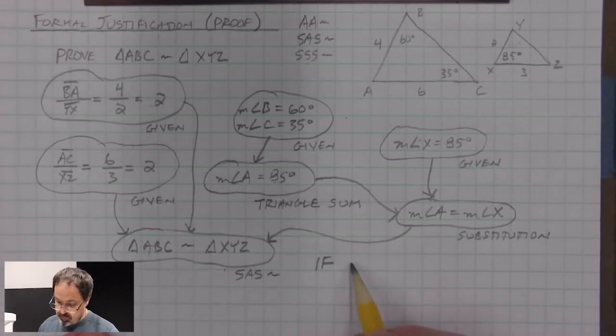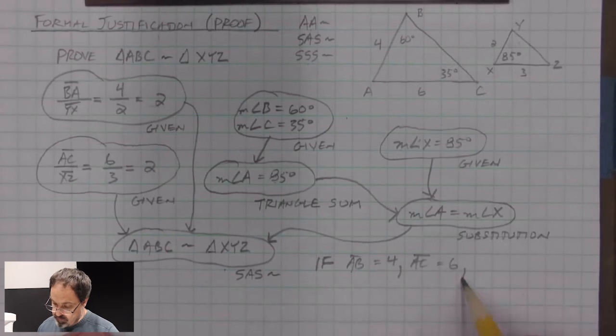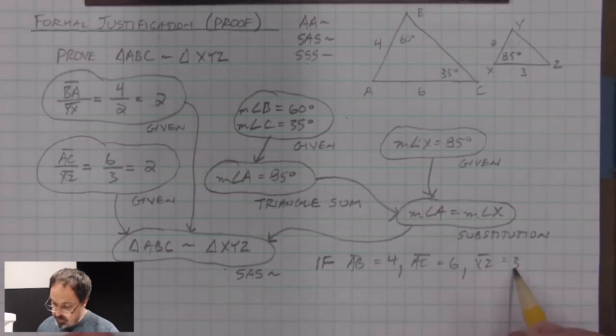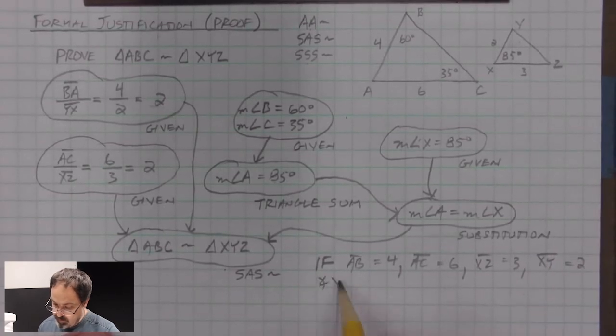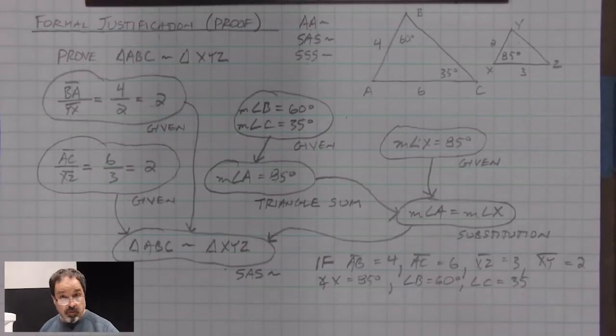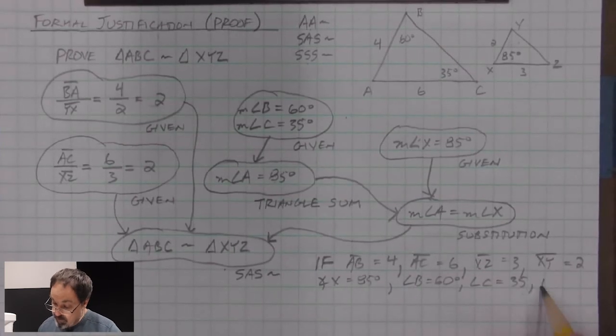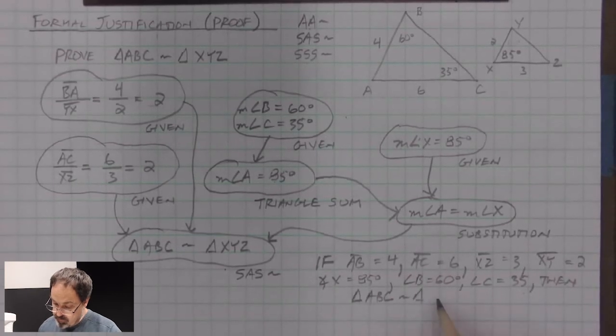If AB is equal to 4, AC is equal to 6, XZ is equal to 3, XY is equal to 2, angle X is 85 degrees, angle B is 60 degrees, and angle C is 35 degrees. That's all of the given information. Then the conclusion must be that triangle ABC is similar to triangle XYZ.